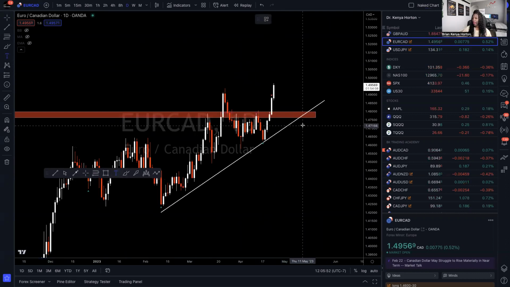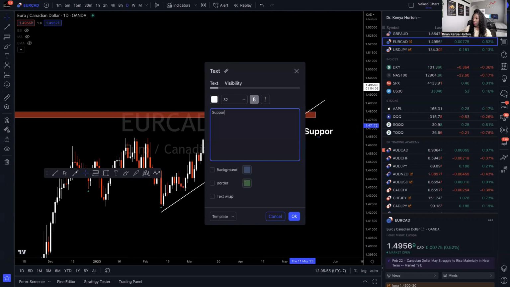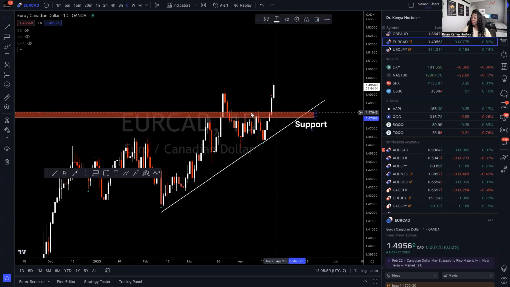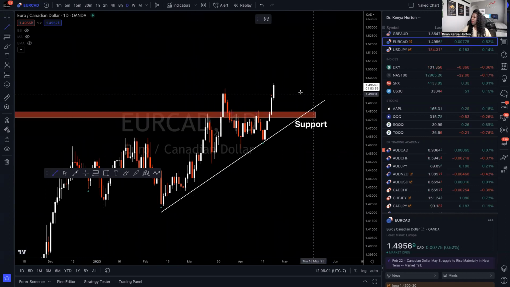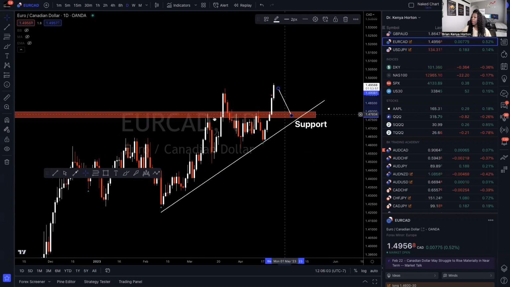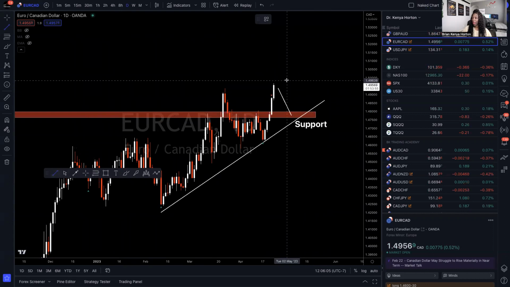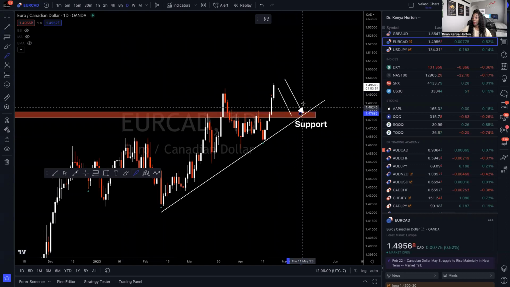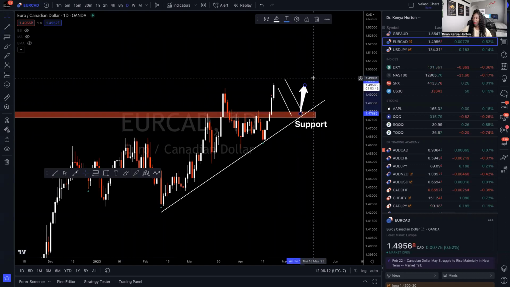I'm going to wait for the market to come back down. So this is going to be my support level. I'm going to wait for the market to get back to this area here. So what I'd like to see is a pullback to this area, giving us a potential flag formation, and then I'd like to see more continuation to the upside. That's the move that I preferably would like to see.